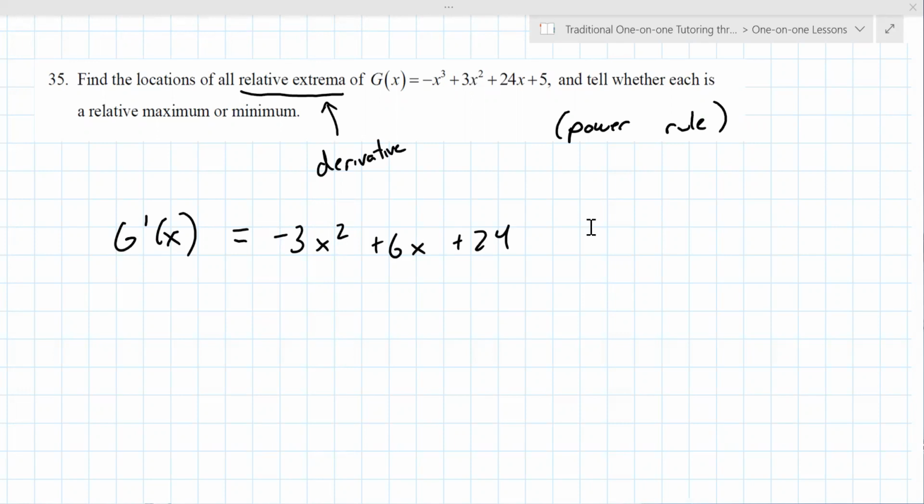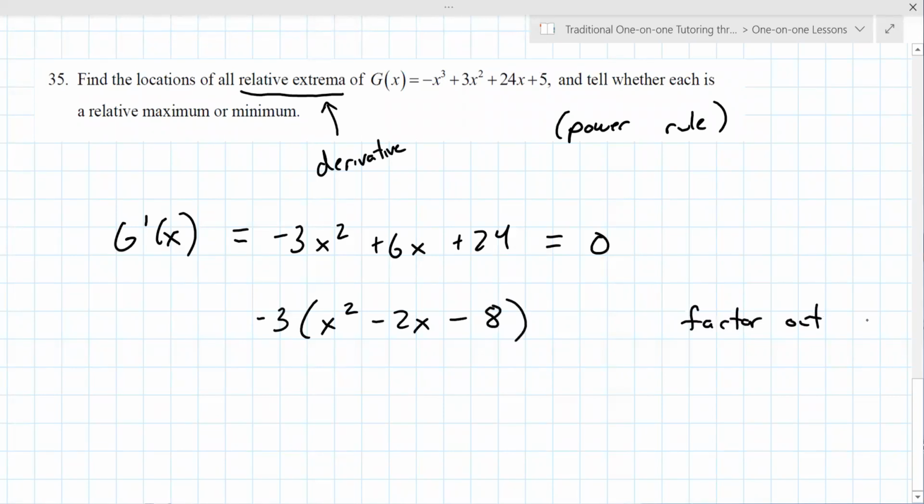Okay, now you set this equal to 0 and then solve the equation, and whatever numbers you get are critical numbers. Exactly. So you're going to factor minus 3 out, x squared minus 2x minus 8. This is where I make mistakes.